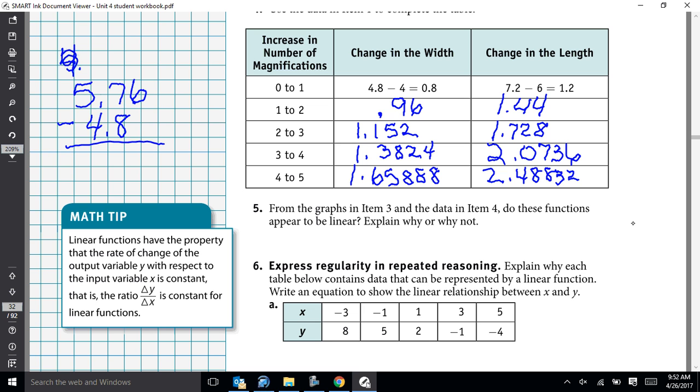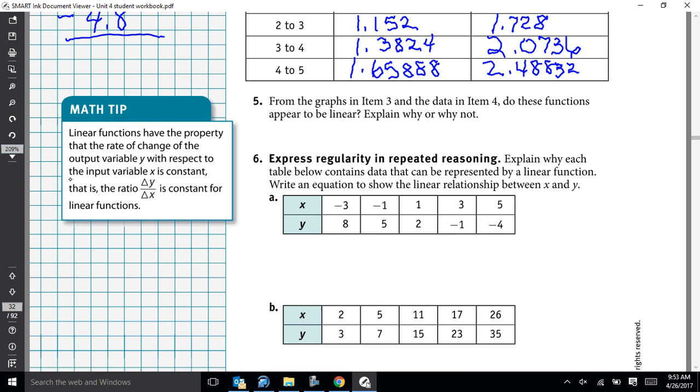So from the graphs in item 3 and the data in the table in item 5, do these functions appear to be linear? No. So what's linear mean? Remember, if it's linear, here is the slope-intercept form, it's increasing at the same amount by our slope, right? So do these graphs have a constant slope? No. As we're getting bigger, we're increasing more, correct? These numbers are getting bigger as we go down the table.